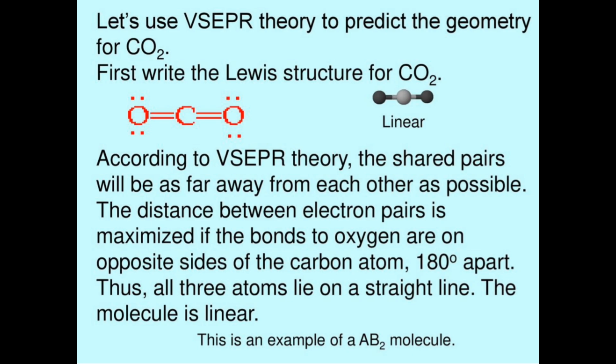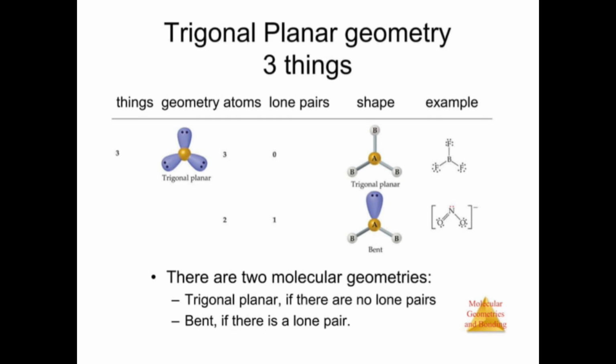So all the three atoms must lie on a straight line. That's why we have a linear molecule. It follows what is called an AB2 molecule, with A representing carbon and B2 meaning that we have two oxygens there. So that's how VSEPR explains it.